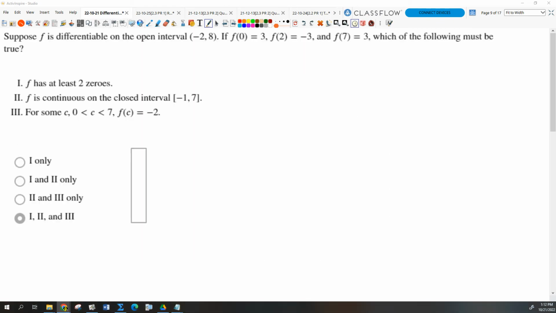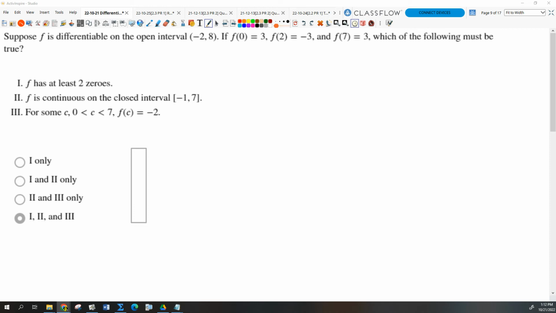All right. So why would it have at least 2 zeros? Well, here's why. Look, if we know that the function is differentiable on the open interval from -2 to 8, if it's differentiable, what does that say about its continuity? It's continuous, right? Differentiability implies continuity. And if a function is continuous on a closed interval, right? What does the intermediate value theorem tell us here?